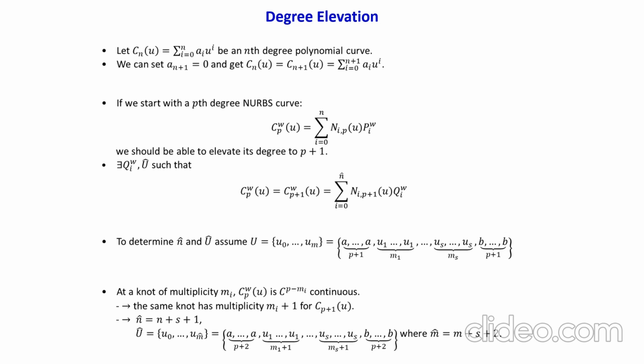The NURBS curve we're using has 3 unknowns, n hat, u hat, and q. To determine n hat and u hat, we can assume u has the following form, where the values of m denote the multiplicities in the interior knots. Because C is a polynomial curve on each non-degenerate knot span, its degree can be elevated on each such knot span. The curve is C to the p minus m continuous at a knot of multiplicity m. Since the degree elevated curve must have the same continuity, it follows that the same knot must have multiplicity m plus 1 for a higher dimensional curve. Therefore, we are able to determine n hat and u hat using our assumptions for a lower dimension.